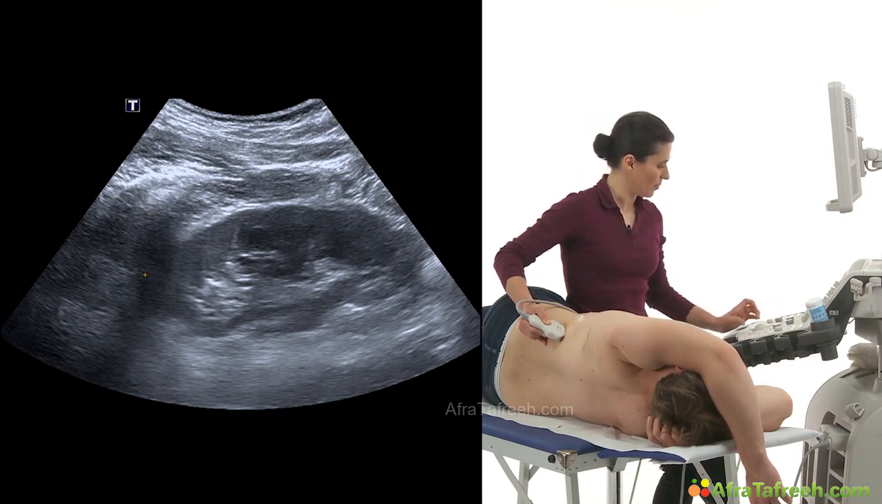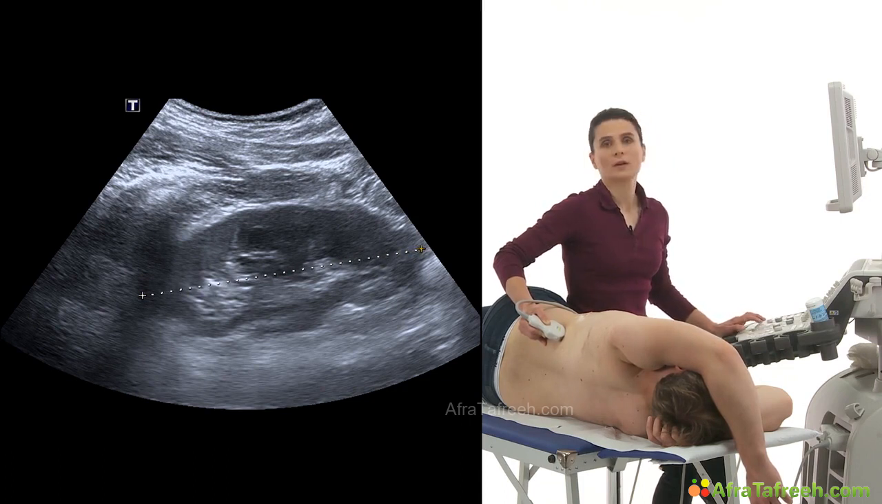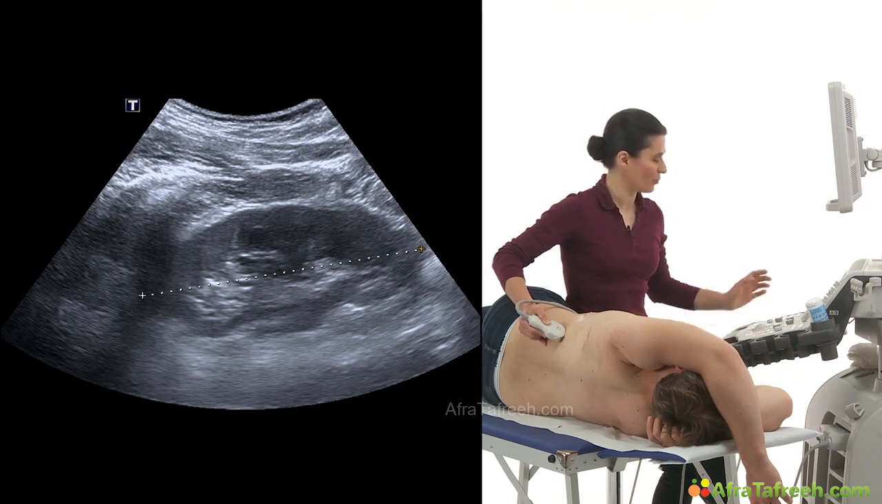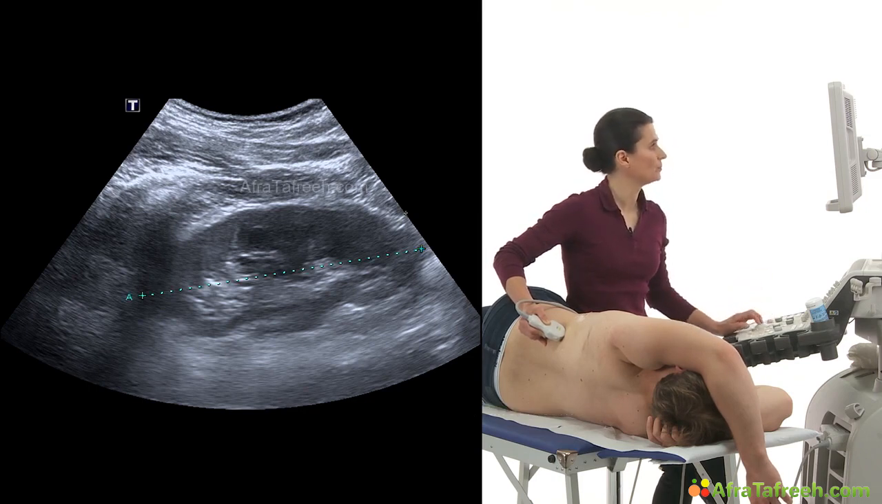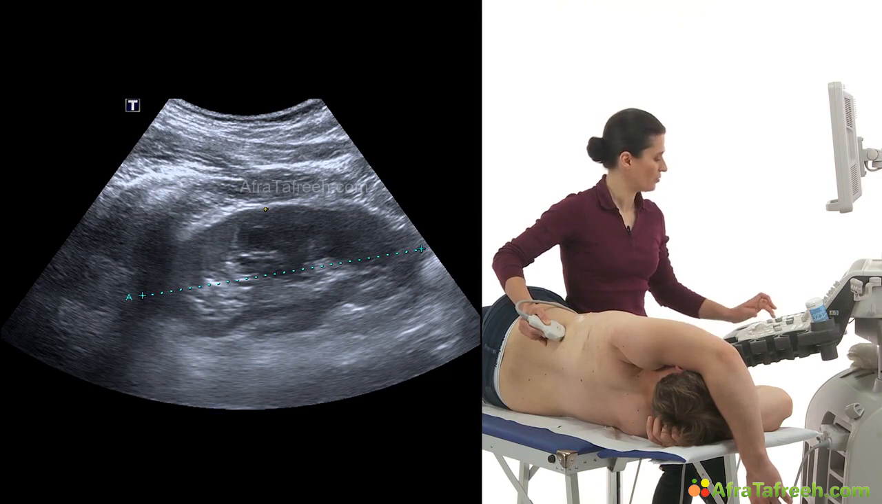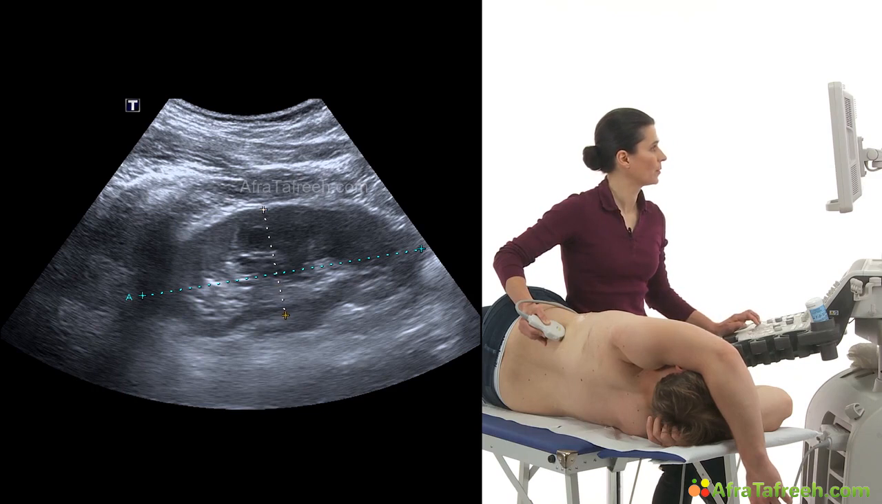Again, we can take a measurement. The longitudinal diameter, 11.9 centimeters, perfectly normal. And the transverse diameter, about 4.8 centimeters, which is also normal.